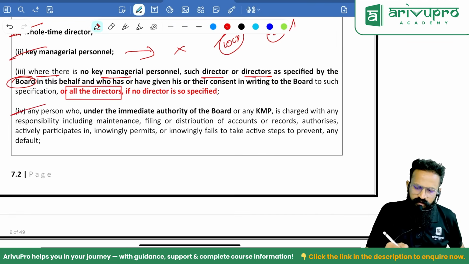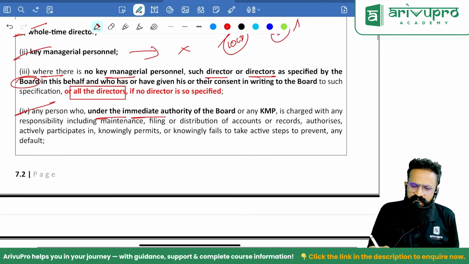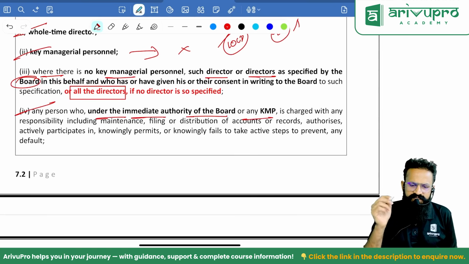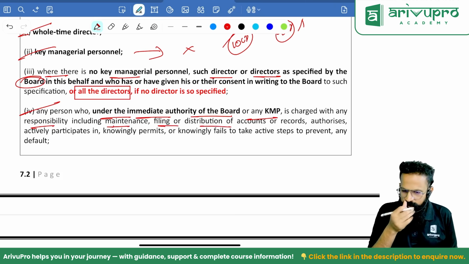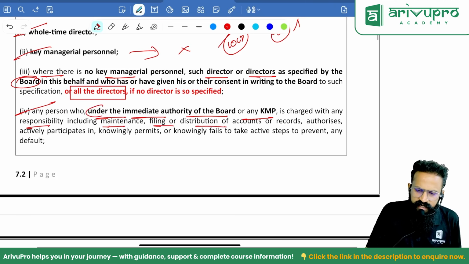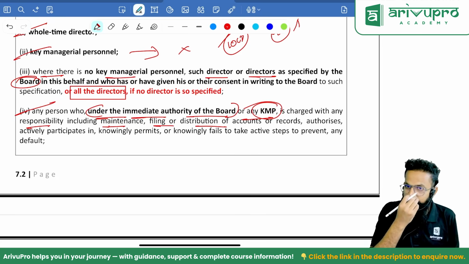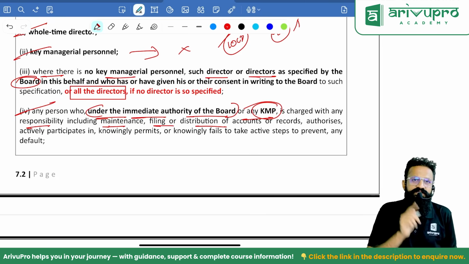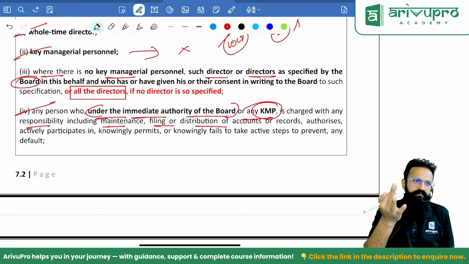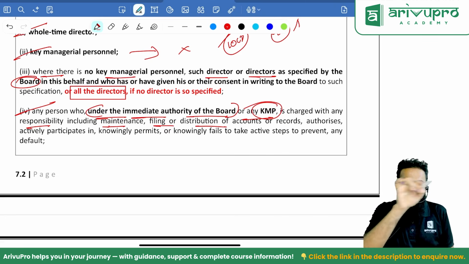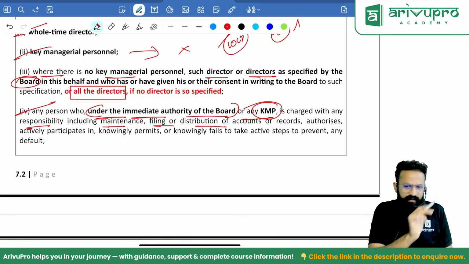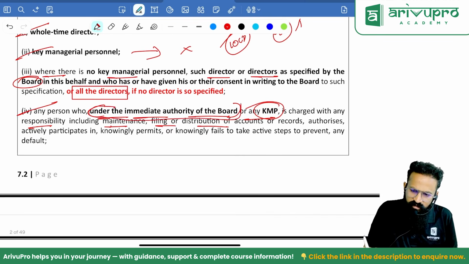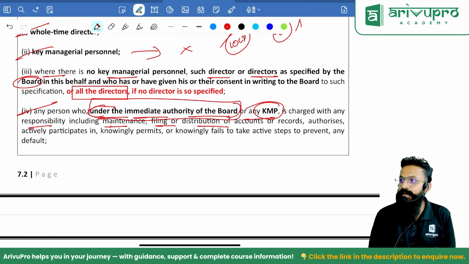Okay. Fourth one: any person who, under the immediate authority of the board or KMP, is charged with any responsibility including maintenance, filing, distribution of accounts or records. Meaning what, people? Who is under the immediate authority of the board or any KMP. If you remember even the KMP definition, it says a person who is a whole-time director, manager, managing director, CEO, CFO, CS, and one level below the board, who is designated as KMP. That is what they are telling you. Under the immediate authority of the board, they are nothing but functional heads.